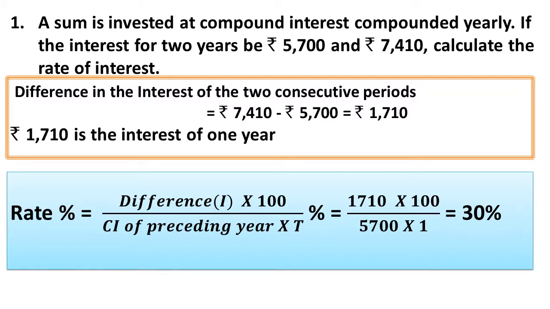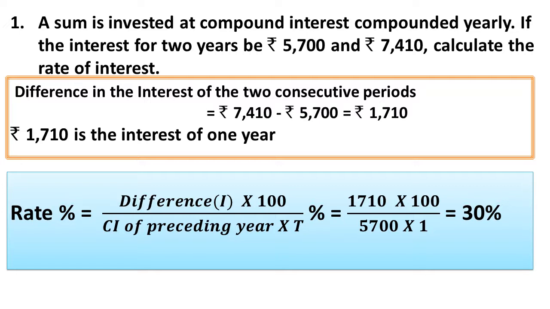So as soon as you calculate the difference between the interest of 2 consecutive periods, the difference you are going to obtain is the interest. That is, 1,710 is the interest. So how to calculate the rate of interest? Rate of interest percentage is difference into 100 by compound interest of preceding year into T. After simplification, the rate of interest is 30%.